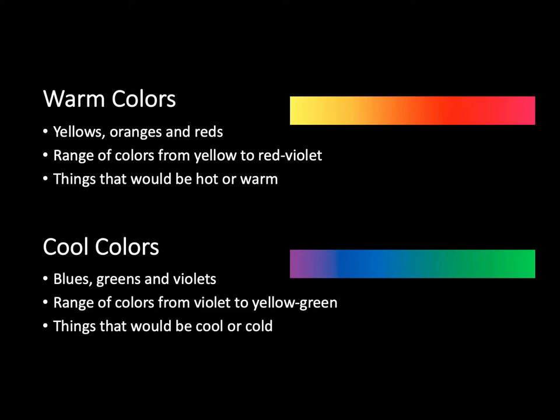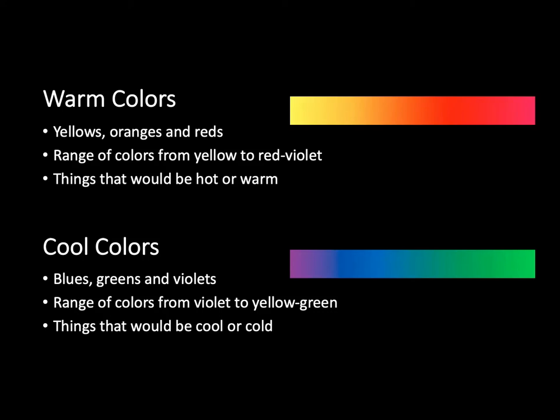Okay, cool colors: blues, greens, violets. Range of colors from violet to yellow green. Things that would be cool or cold. So think about that temperature. It's a really hot Texas day in the summer and you jump into the pool. Is that water cool? Yeah, it is. Now it eventually feels warmer, but when you first jump in that cool water, it can almost feel too cold. What color do we generally think of when we want to color water? Blue. Okay, it's associated with being a cool color.